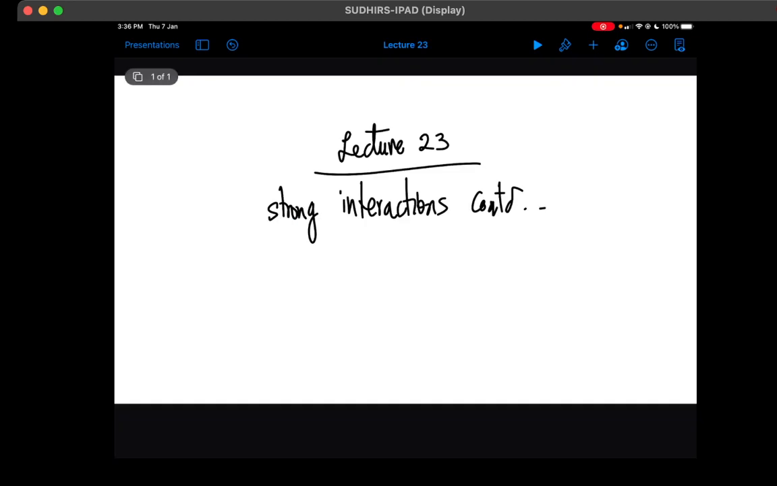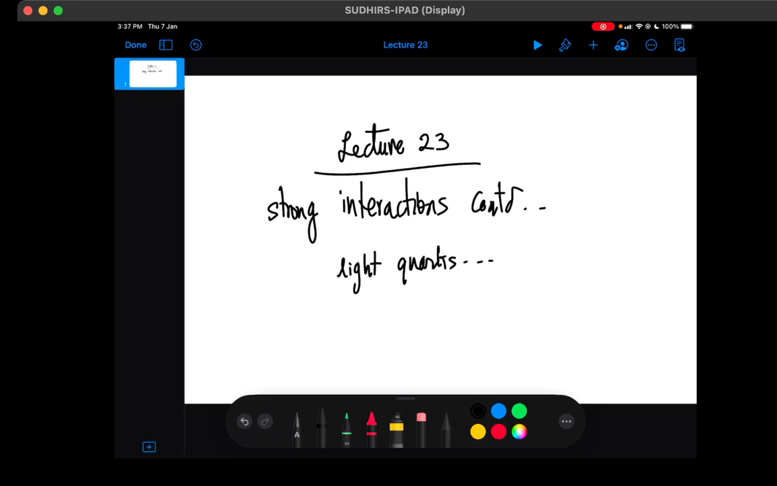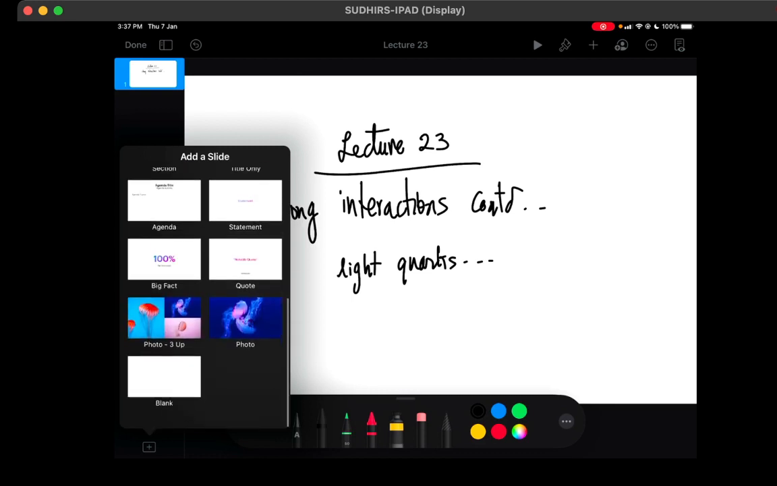Okay, let's start the continuation. So we have been discussing the light quarks. The light quarks consist of three quarks. So we were discussing the light quarks and the formation of bound states with those light quarks. The light quarks typically consist of three quarks, which are U, D, and S.